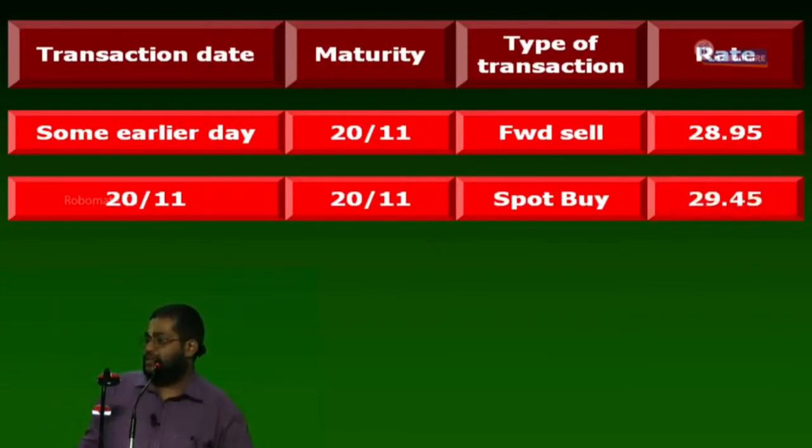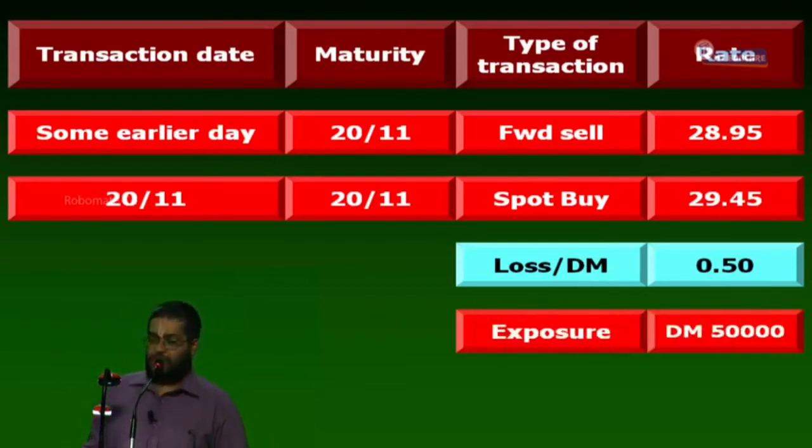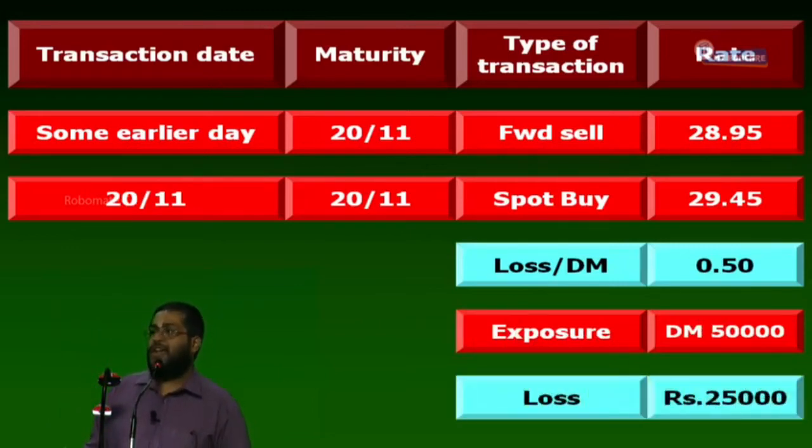Gain or loss? What is the loss per Deutsche Mark? 0.50. Loss per Deutsche Mark is 0.50. What is the exposure I am having in Deutsche Mark? 50,000. Deutsche Mark exposure is 50,000. What is the total loss? 25,000. The total loss is 25,000.